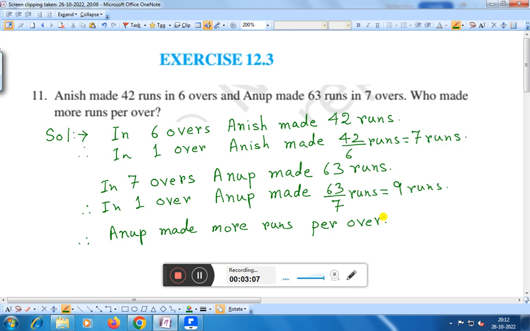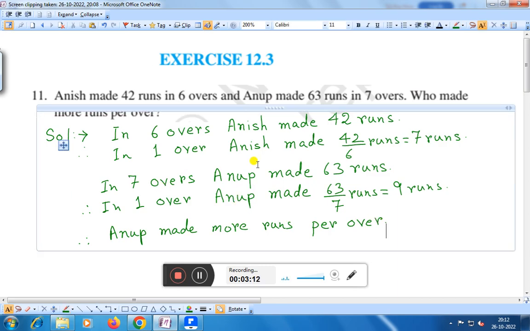Right? Again we are repeating. Here you see, in 6 overs Anis made 42 runs. Therefore, in 1 over Anis made 42 by 6, that is 7 runs. In 7 overs Anup made 63 runs and in 1 over Anup made 63 by 7, that is 9 runs. Therefore, here you see that Anup made 9 runs in 1 over and Anis made 7 runs in 1 over. Right? Therefore, you can say that Anup made more runs per over. This is the solution of question number 11 of exercise 12.3.